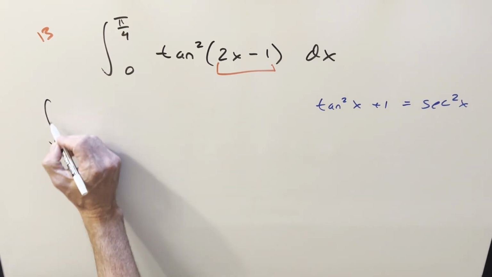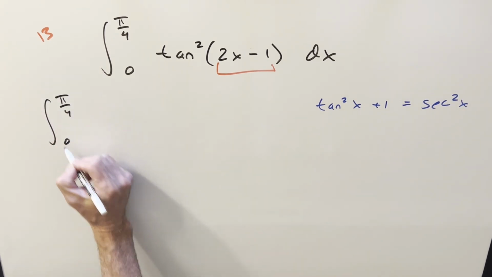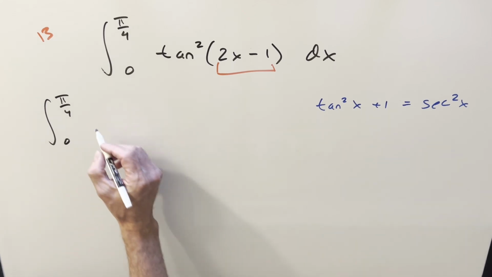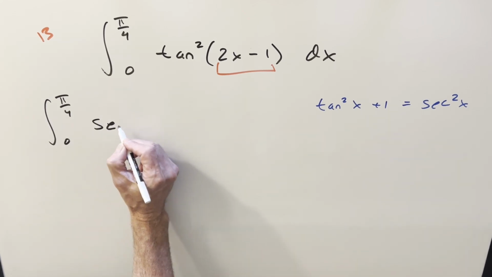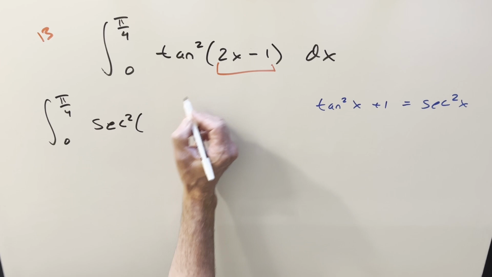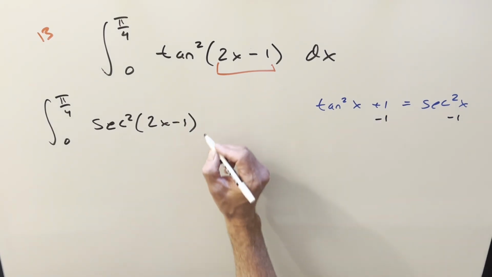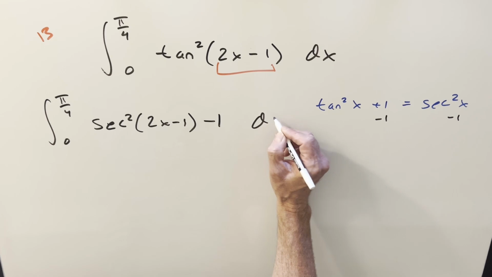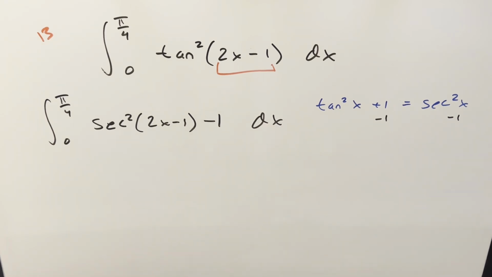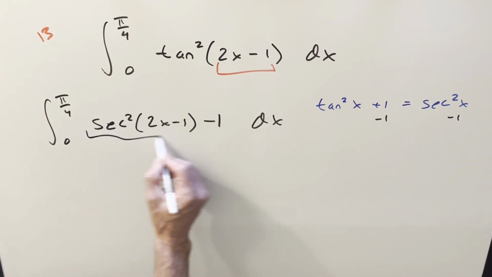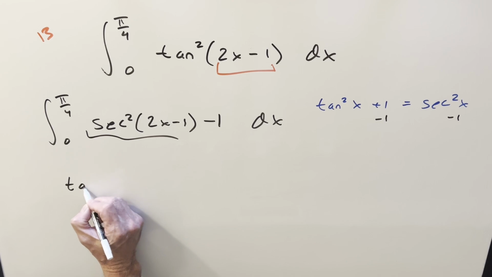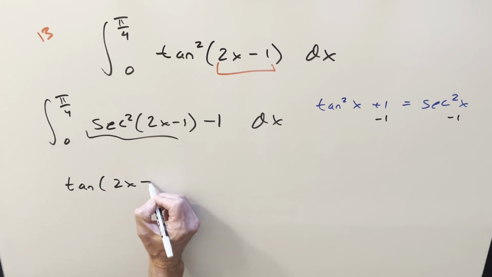So what it's going to allow me to do is rewrite the integral, putting it in terms of secant squared, because we know how to integrate that one. So we'll do secant squared, same input, and then we're subtracting 1 on both sides here, so we'll have minus 1 dx. Go ahead and integrate. Integral of secant squared is going to be just tangent. So we end up with tan 2x minus 1.